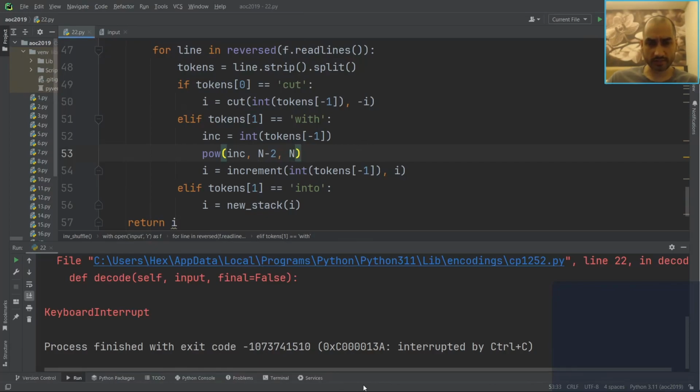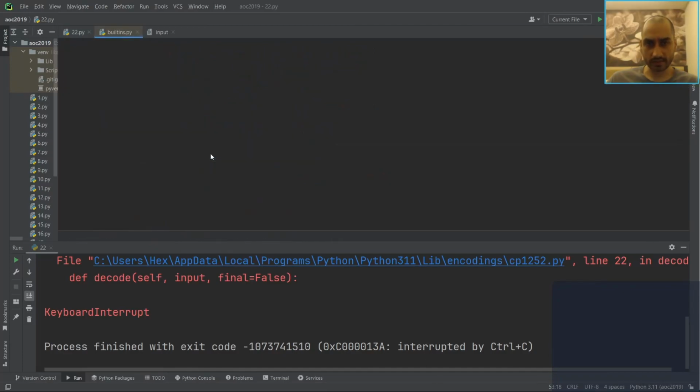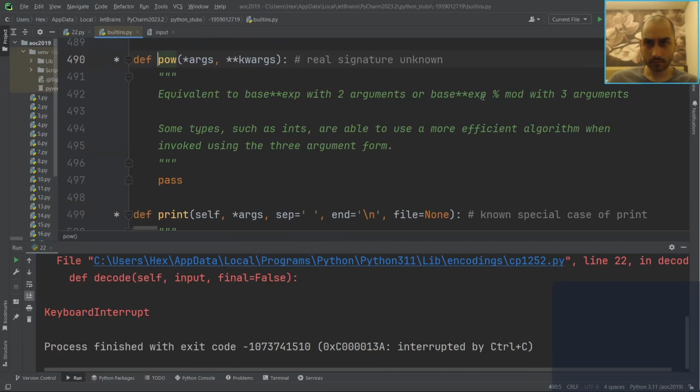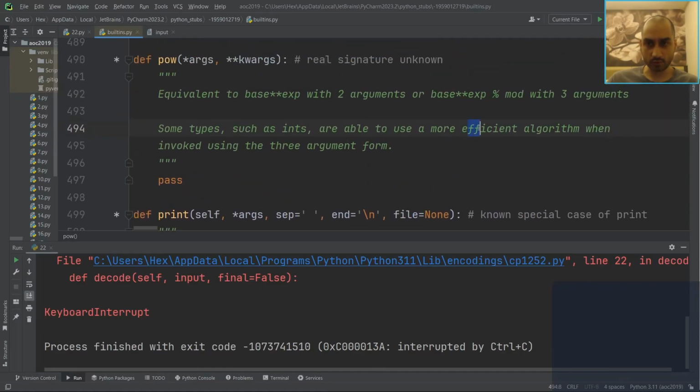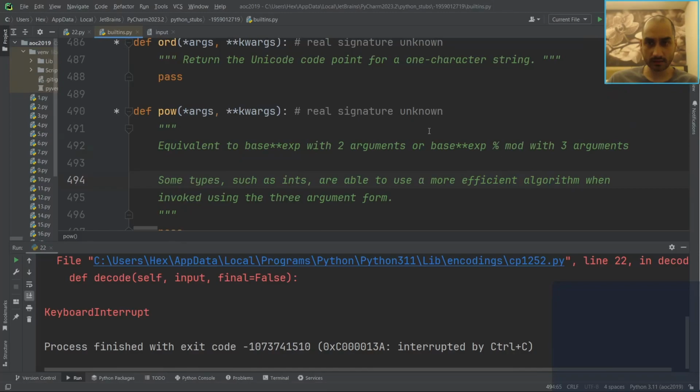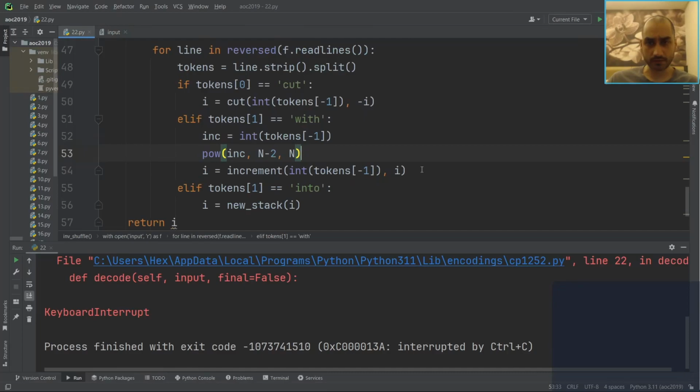Does it do modular exponentiation though? Or do I have to implement that myself? Because this will be too slow otherwise. Let's see. It doesn't really say, but it says more efficient algorithm, so I'm hoping it does. It should, because there's no reason not to. Okay, so inv inc equals that.